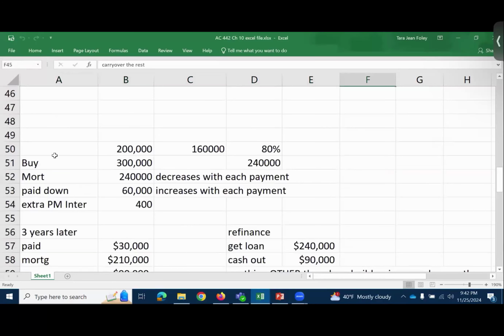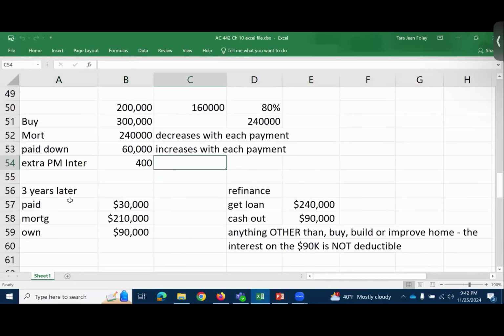This here is you're buying something. This is your mortgage. You put this down. This is about PMI, which is extra interest that's not deductible. Three years later, you pay your mortgage, you own. This is talking about what you own. This is your equity.